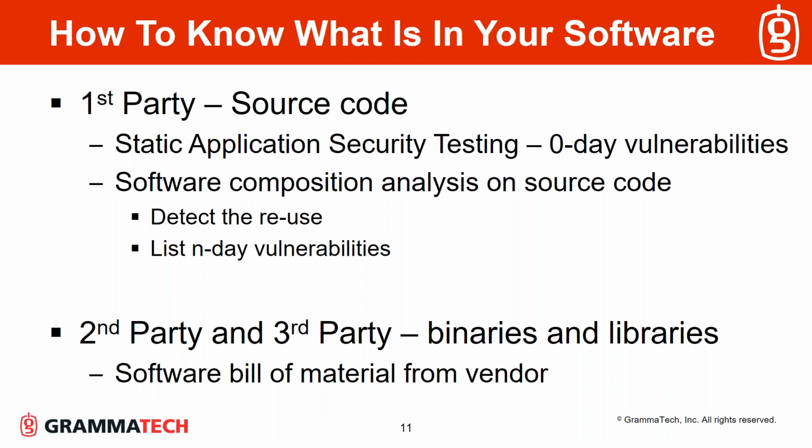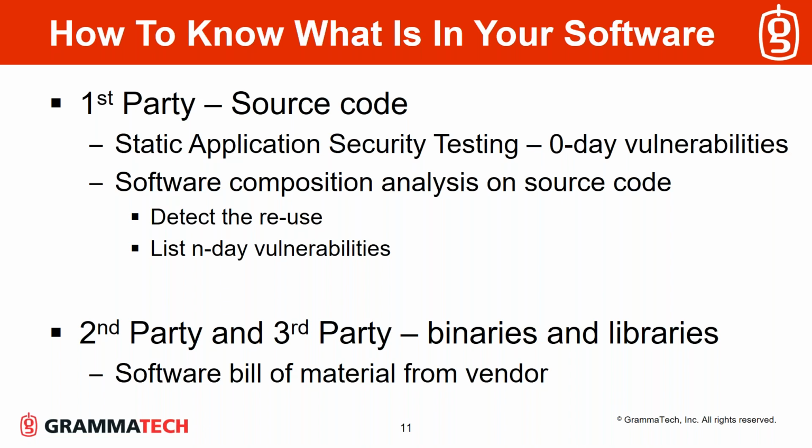So if you do a software composition analysis on source code, you also get identified which components this code comes from an open source project, and which components are used, and which version and so on. And then you have a list of the known vulnerabilities.